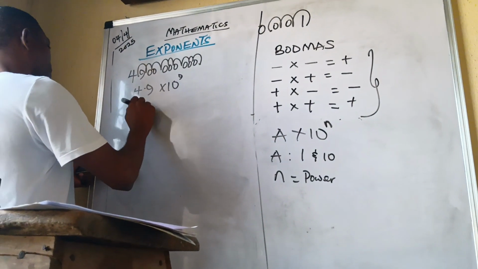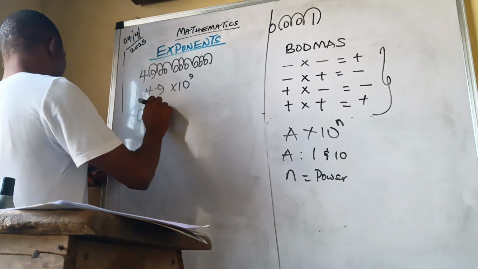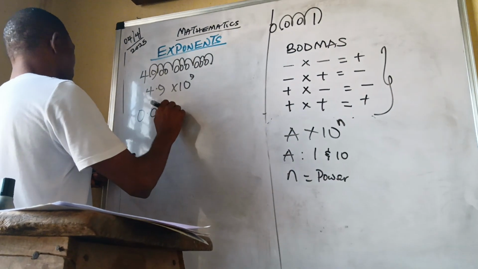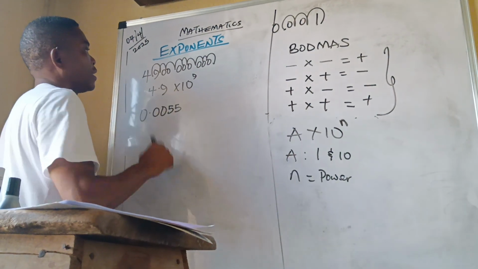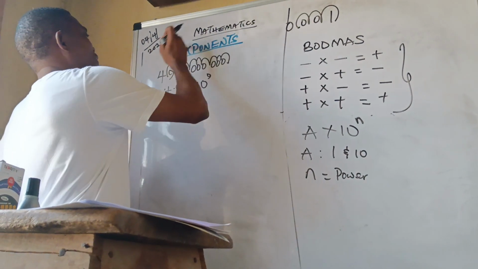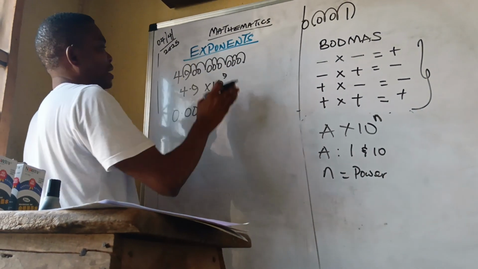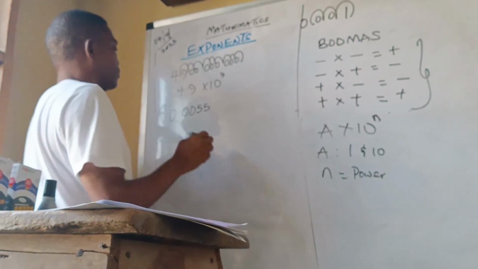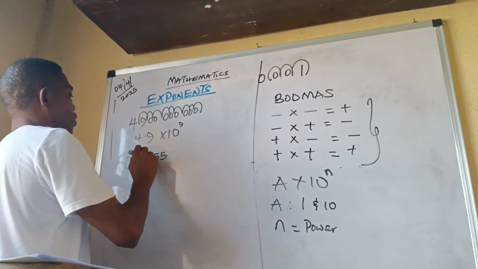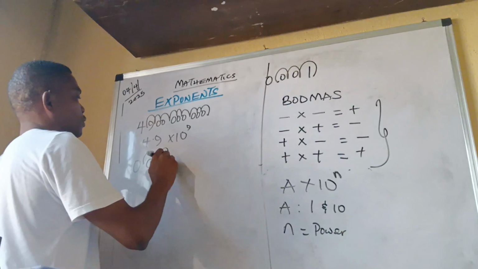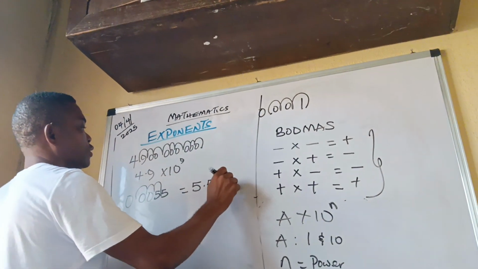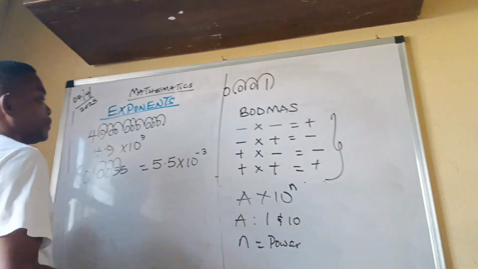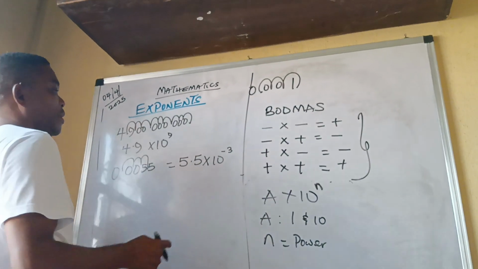Now, the same goes for a decimal with negative power, the one that gives us negative power, 0.0055. You know, we move from right to left. If we are moving from left to right, it's going to be a negative value. So let's take a good look at this. 1, 2, 3. So this is going to be 5.5 times 10 raised to the power minus 3.